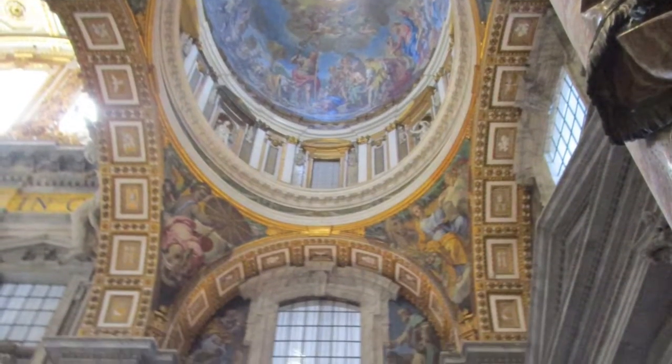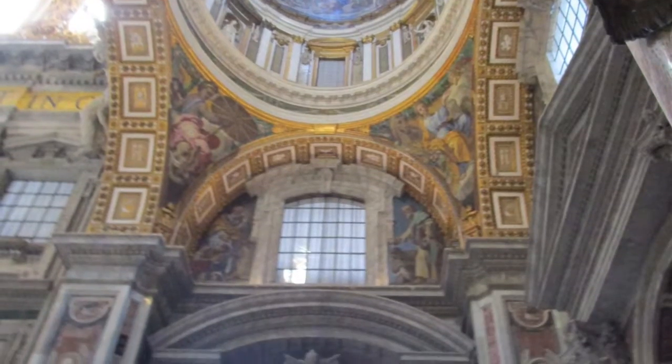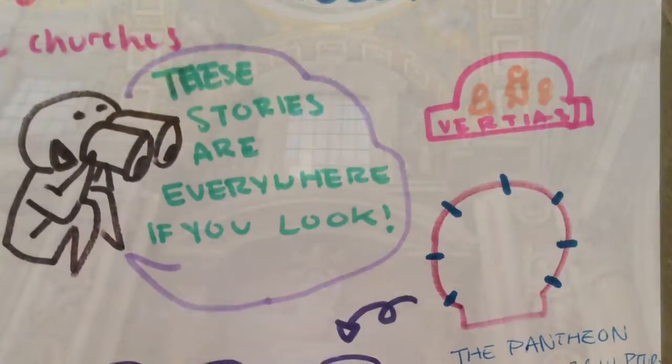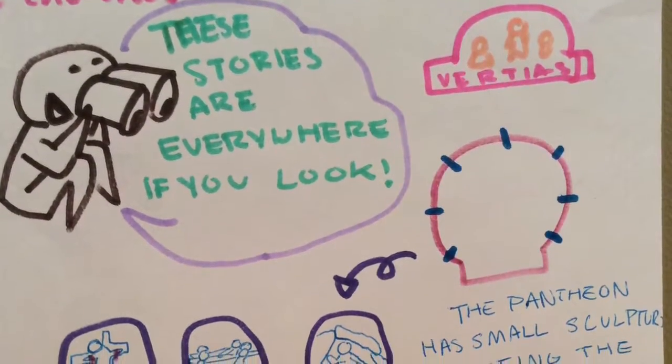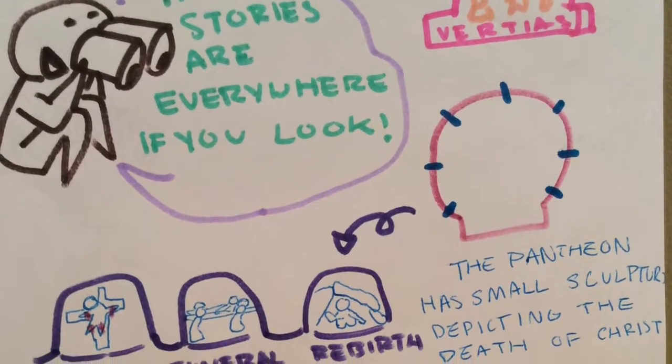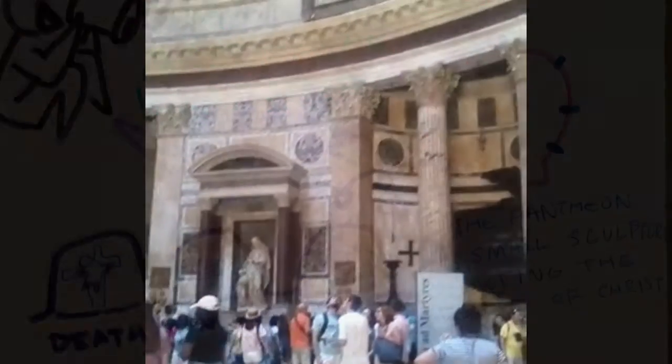In this one you can see how the story carries from the very top all the way down to the bottom. We see these stories everywhere if you look. The Pantheon has many small sculptures depicting the death of Christ.